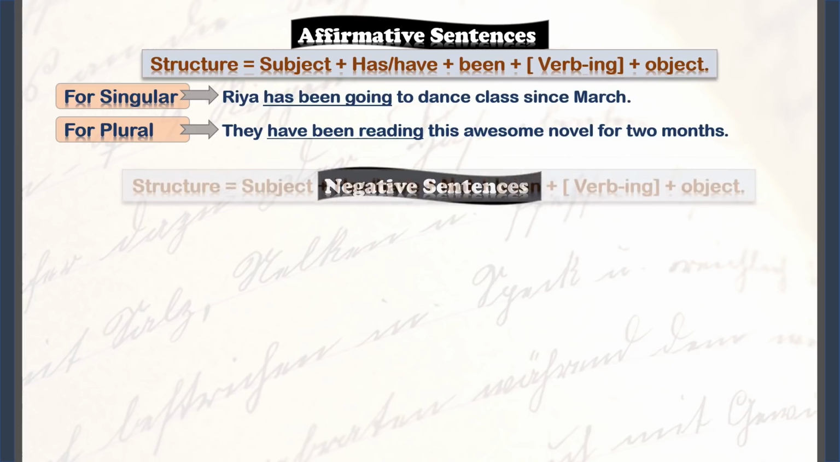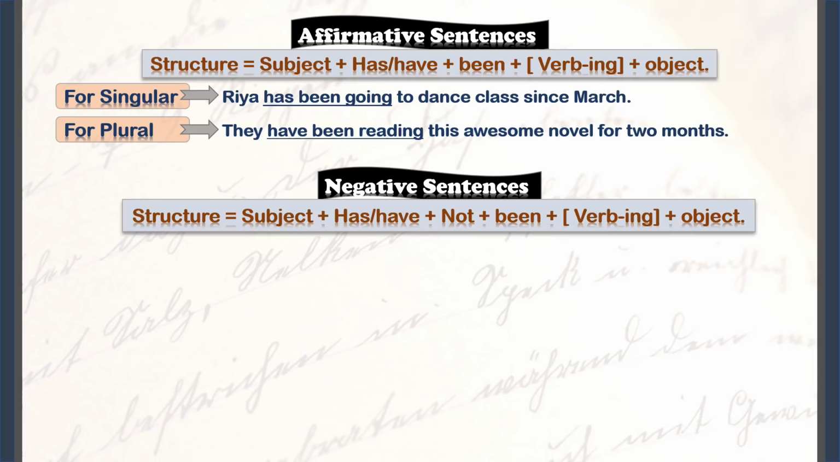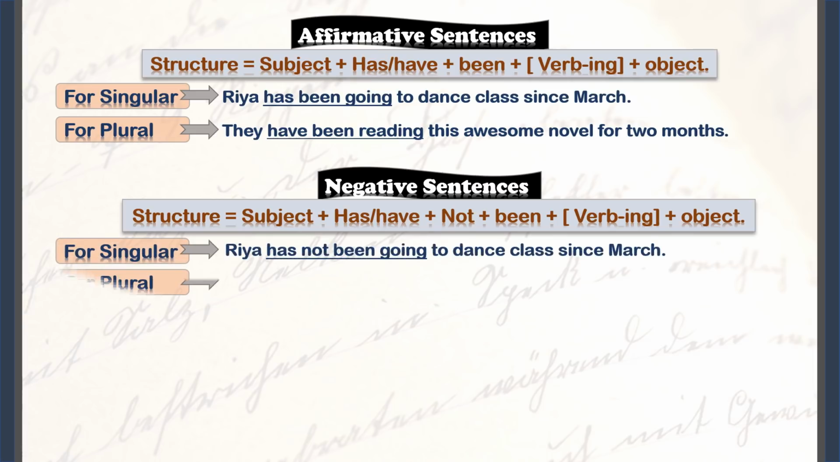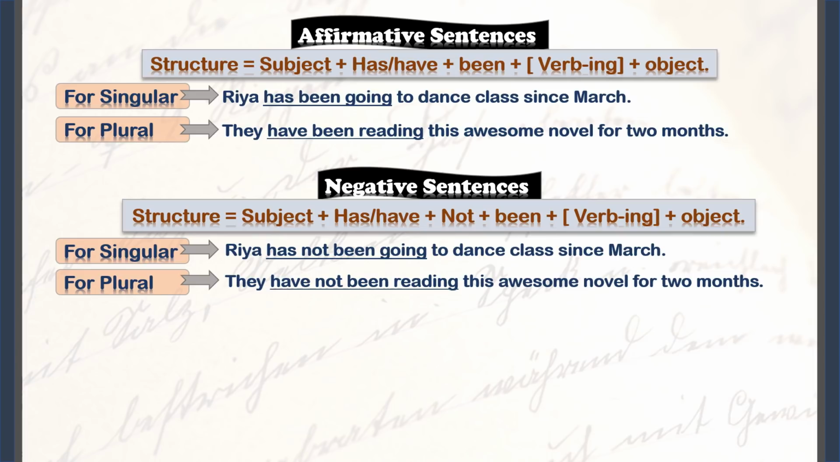Let us look at negative sentences. The structure is subject plus has or have plus not plus been plus verb with ing plus object. Example for singular, Ria has not been going to dance class since March. Example for plural, they have not been reading this awesome novel for 2 months.